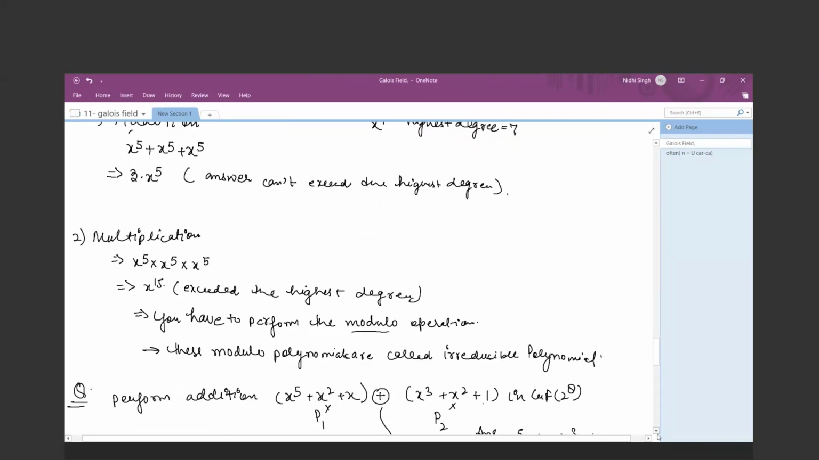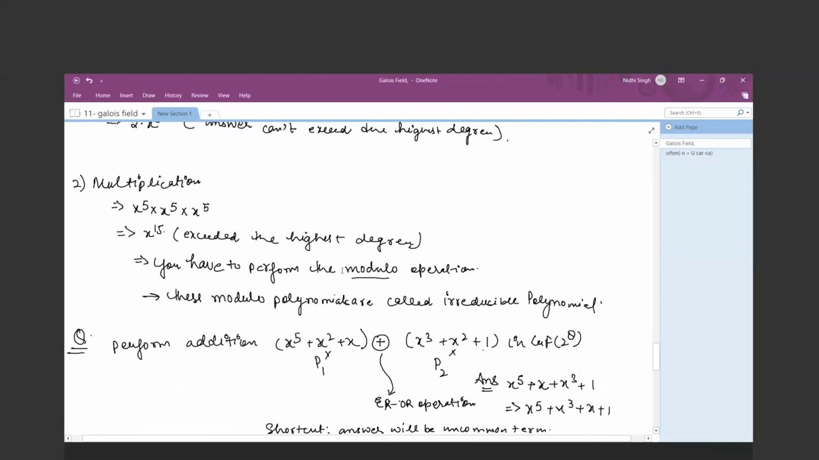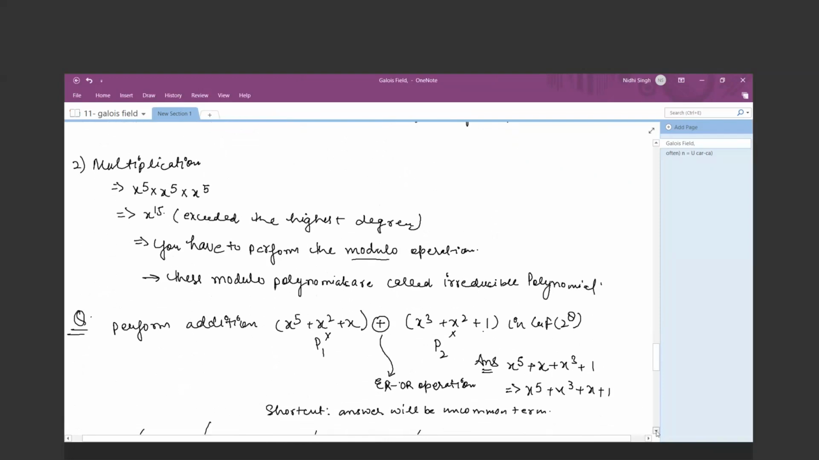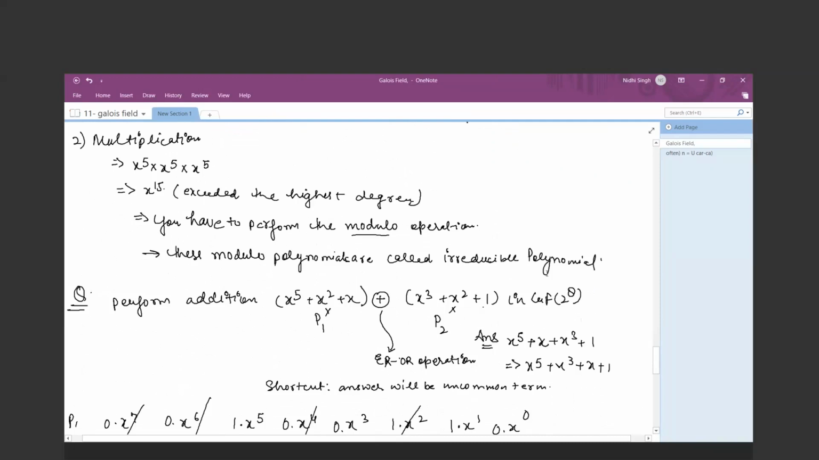But in the multiplication the case is different. In the multiplication, whatever polynomial values you have multiplied, it may be possible that the power associated with the outcome exceeds the highest degree. In this way, you have to perform the modulo operation. So modulo in terms of the reduction, you have to use the irreducible polynomial.